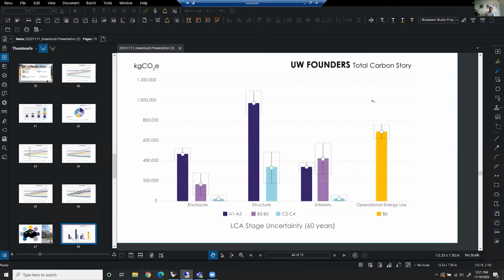The enclosure, if you look at the way that Tally outputs its data, basically each material has a single A1 through A3 stage and the C2 to C4 stage. And then for the B stages, it just multiplies it by the amount of times that that material is going to be replaced over the lifespan of the building.